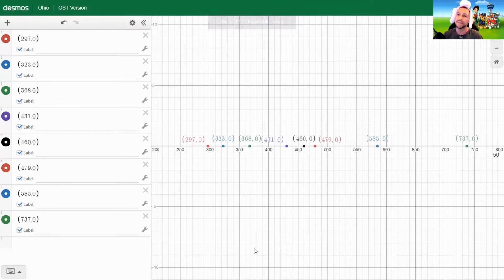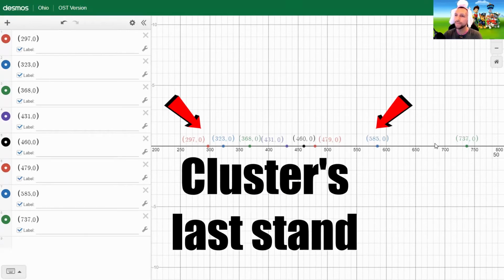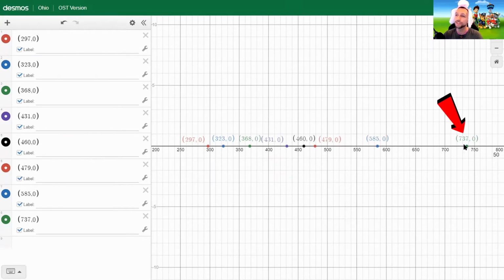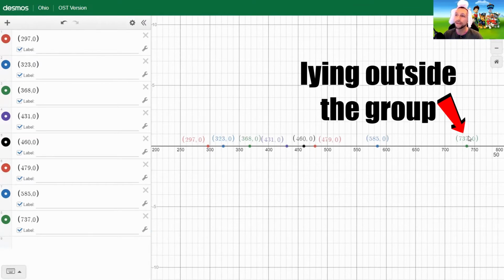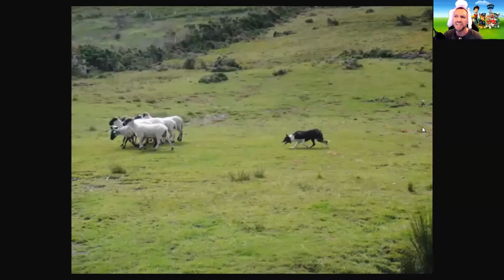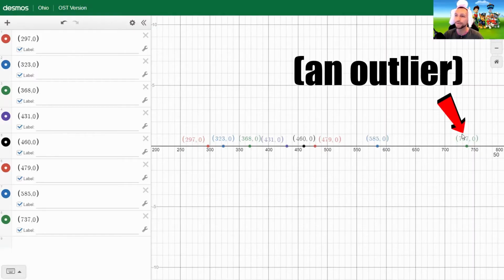All right, now here I am in Desmos Graphing Calculator. Now this is the Ohio State test version, so this is the version of Desmos you'll have available for the state test. All I've done is I've set my X and Y axis to have a range from 200 to 800. So a range of 600 here. And then I plotted my points as values along this X axis. Now you notice that most of these are all pretty closely clustered together. And then there's a great deal of space. And that sheepdog needs to herd that green point, 737, closer to the rest of the pack. Go get him! This is certainly an outlier.